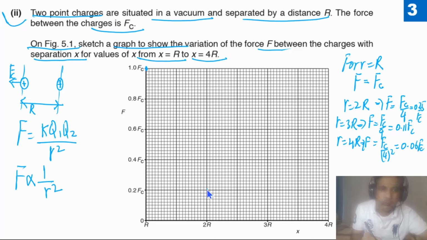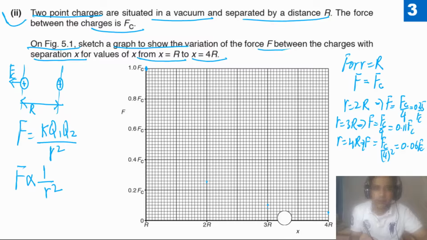So here we have 0.2, so this will be 0.22, 0.24, and somewhere halfway here this will be 0.25. For 3r, this has to be equal to 0.11. So here we have 0.2, so it will be halfway, 1 2 3 4 5, roughly here. And at 4r we have 0.06, so 1 2 3 at this point. So first of all, you can label these points.